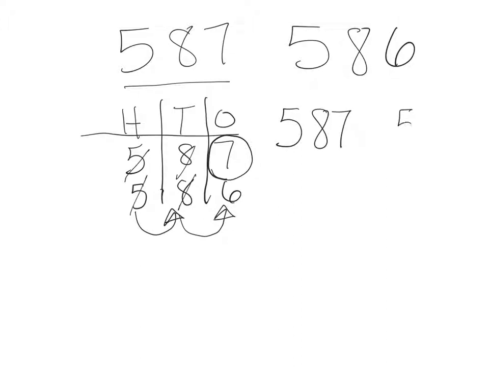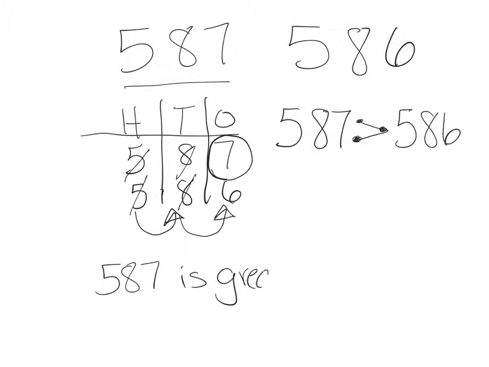587, 586. Since we know that 7 is greater, we're going to give that number 2 dots. And we know that the second number is smaller, so we're going to give it 1 dot. And then all we're going to do is connect those dots together. So this makes up our symbol. This is our greater than symbol. If we want to write it, we write 587 is greater than 586.